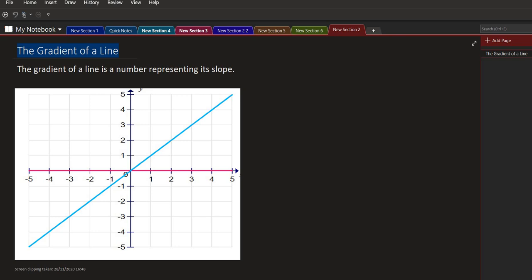So we use the formula for gradient. I'm going to write it down over here. The formula for gradient is equal to rise over run. So I'm going to explain properly now.